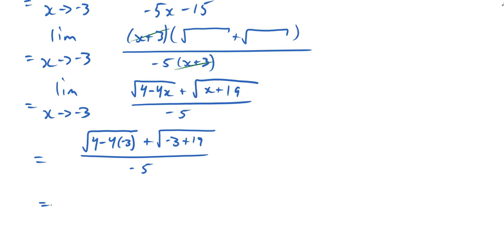Negative 4 times negative 3 is 12. 4 plus 12 is 16. Square root of 16 is 4. Negative 3 plus 19 is 16. Square root of 16 is 4. So 4 plus 4 is 8. So this is negative 8 over 5.